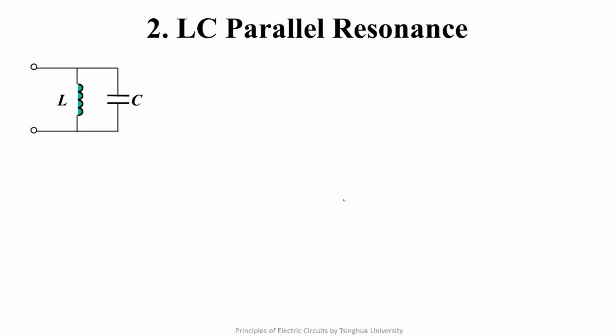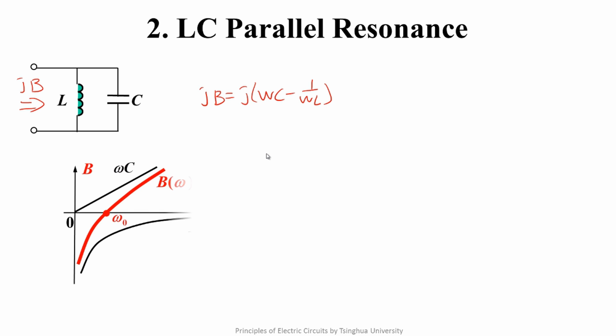Next, let's discuss LC parallel resonance. Because of a parallel connection, we can easily get its port susceptance like this. By the concept of duality, we know susceptance and reactance are dual concepts, and capacitance and inductance are dual too. From the expression of the port susceptance, we can easily draw its frequency characteristic. It's like this. This intersection is the same as that in the previous page, but we focus more on the frequency characteristic of port reactance.